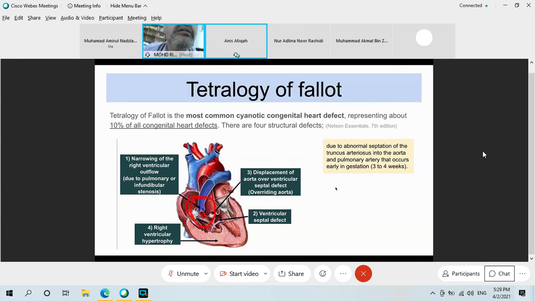So this area is the muscular area. So it's dynamic. It can contract and relax. But the main component is the infundibulum in TOF. But some babies may involve both the infundibulum and the valvular. The valve is also small.